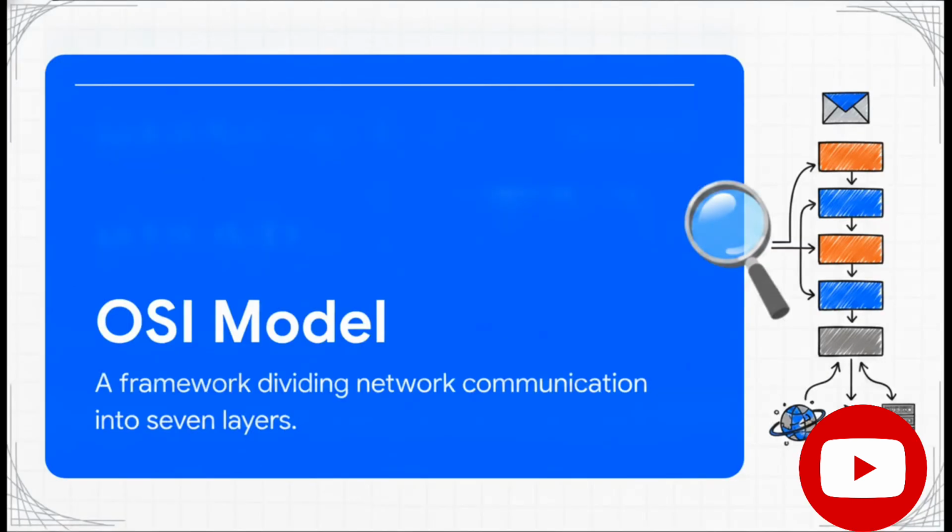All right, part 1, the blueprint of the internet. So what exactly is this framework? Well, it's the OSI model, or the Open Systems Interconnection model. It was developed by the International Organization for Standardization, and it basically slices up network communication into 7 distinct layers.